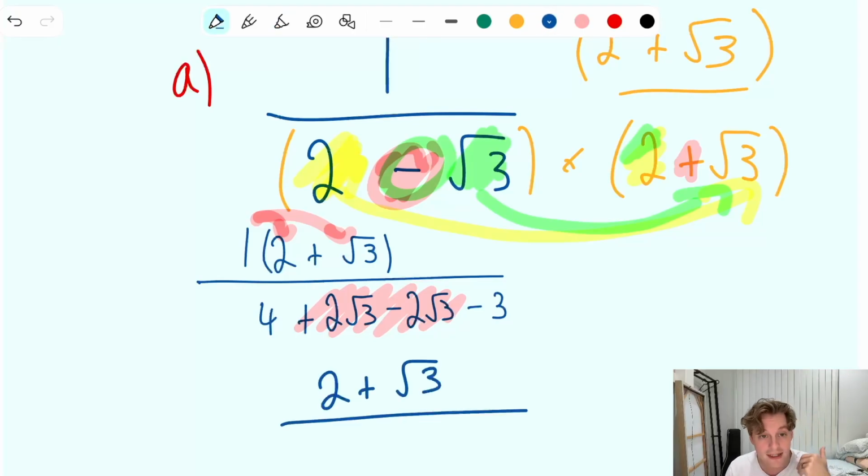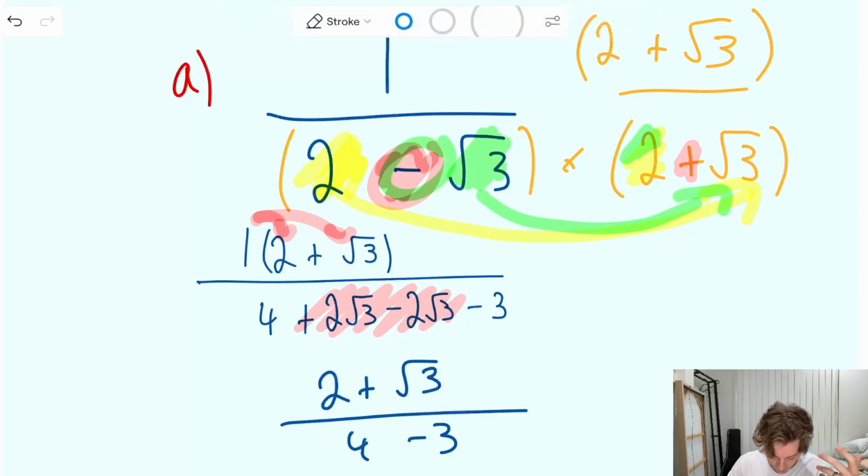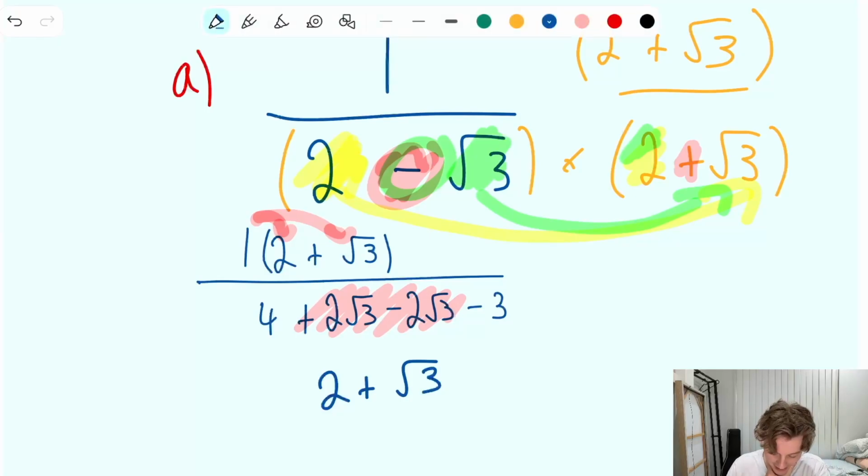And on my denominator, I'm simply left with 4 minus 3, which hopefully most of us can see is going to equal 1. So I actually wind up with no denominator in this question. That is just a fluke though, it's not always going to turn out that way. And my final answer for my simplified conjugate, so to speak, is simply just 2 plus root 3.